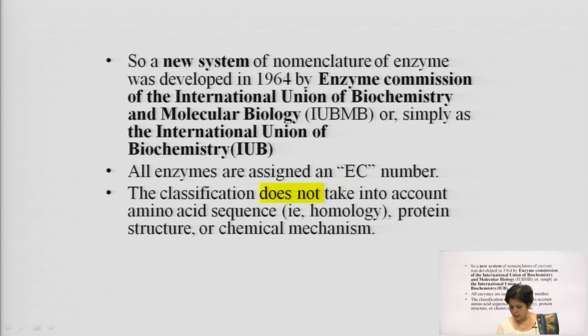To overcome this, a new system of nomenclature of enzymes was developed in 1964 by the Enzyme Commission of the International Union of Biochemistry and Molecular Biology, that is IUBMB, or simply called IUB, the International Union of Biochemistry. According to that, all enzymes are assigned an EC number. According to this, all the enzymes have been given an EC number.